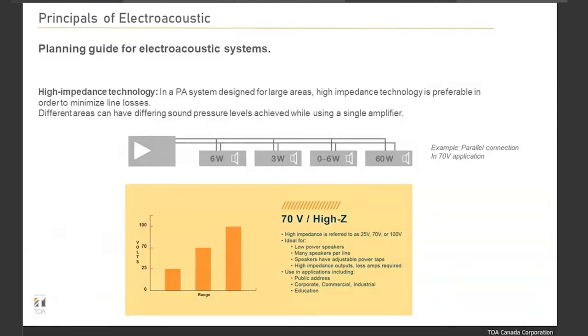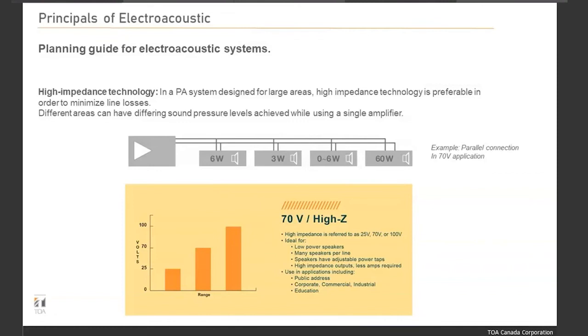So this is planning for high impedance technologies in a PA system designed for large areas, like a distributed PA, like in an office building or multi-zone, like a 1-floor building that's very large. You'd want to use a high impedance system to minimize signal loss over distance. So in a PA system designed for large areas, high impedance technology is preferable in order to minimize line loss.